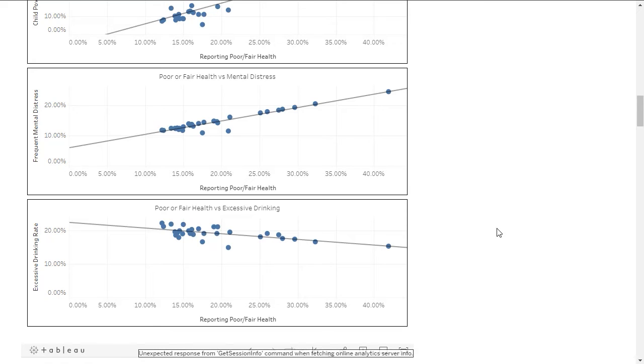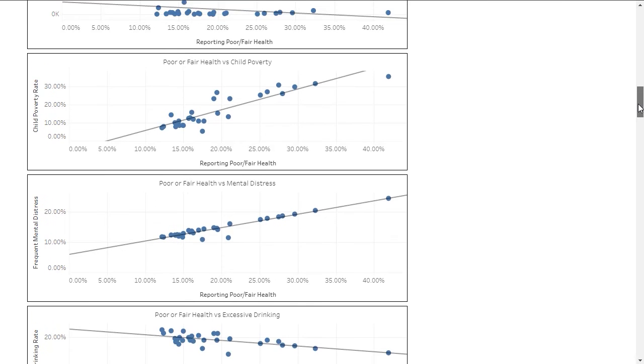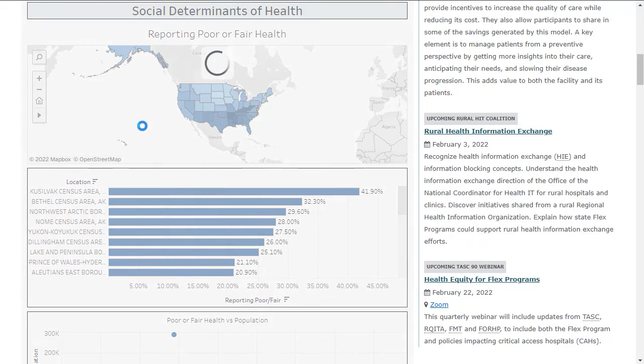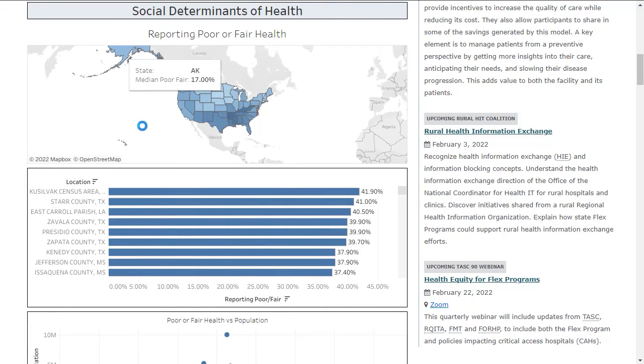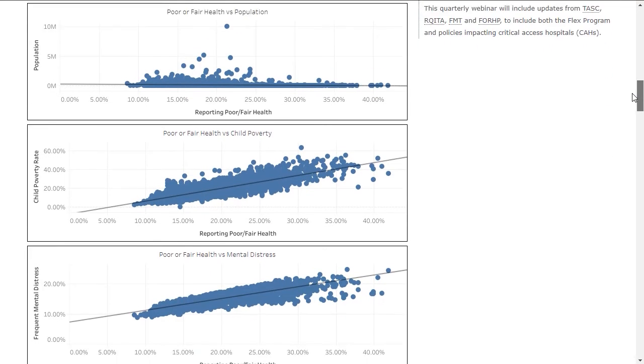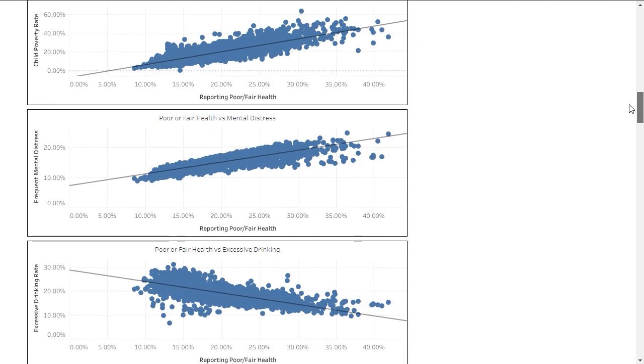We can see that the percentage of the population that's reporting excessive drinking is between 0 and about 20%. And we can compare that rate versus the percentage of the population that are reporting poor or fair health. Again, this is for the results for the state of Alaska. Now, if we click on Alaska again, the results are updated, and now we see the results for the entire United States, all counties in descending order, and then we can see the results for population, child poverty, mental distress, and excessive drinking.